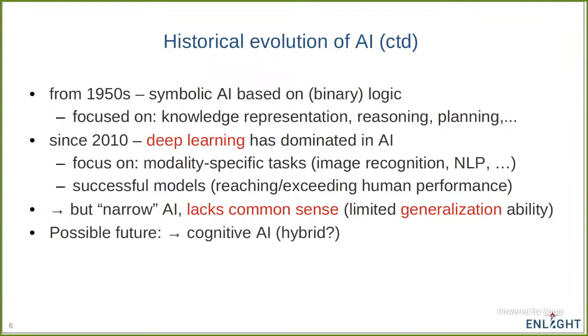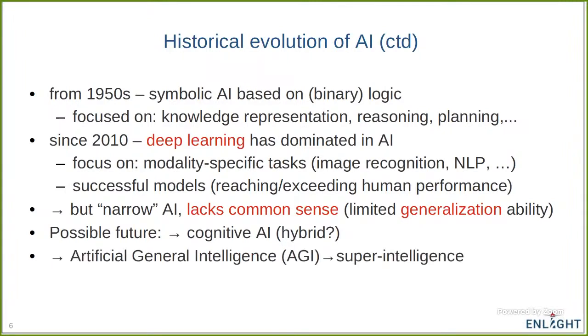Well, we don't know what the future will bring, but some experts talk about cognitive AI, which can come in hybrid form, or artificial general intelligence and superintelligence. So when it comes to ChatGPT in this context, we can say that it is an imitation of artificial general intelligence that's constrained to language.